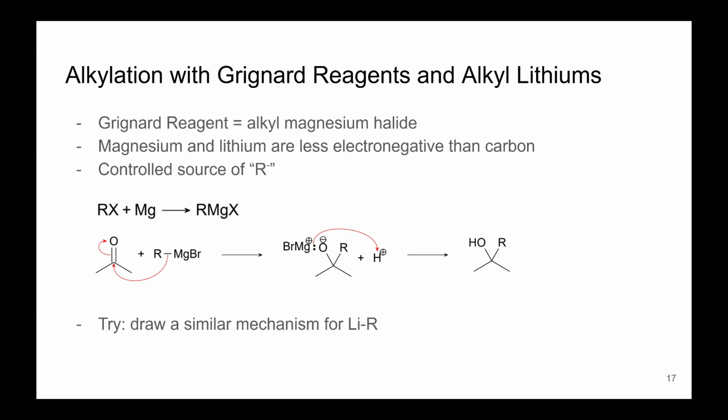So you can try drawing a similar mechanism for the alkyl lithium. Instead of magnesium halide, you just have your lithium group. Otherwise, the reactions are pretty similar.